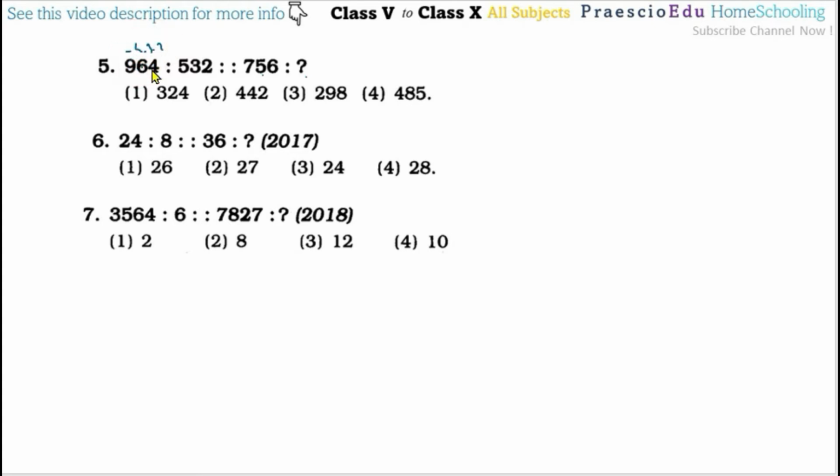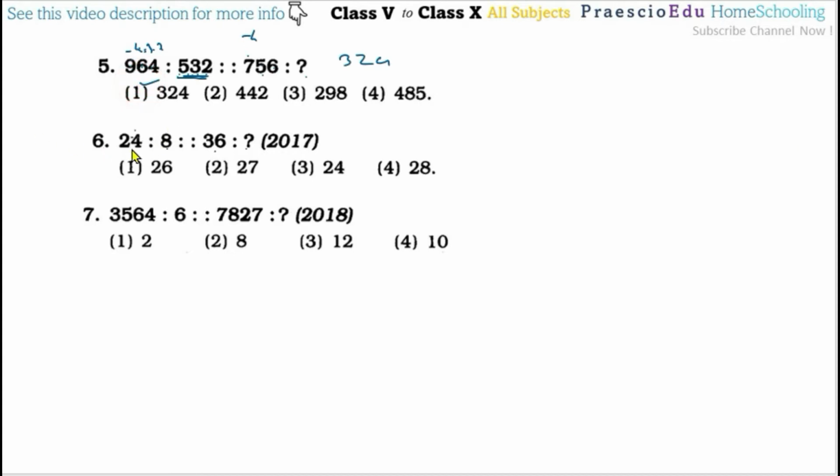Each digit separately we have to subtract. So 9 minus 4 is 5, 6 minus 3 is 3, 4 minus 2 is 2. So with those digits sequentially, the number 532 is formed. Likewise 7 minus 4 is 3, 5 minus 3 is 2, and then 6 minus 2 is 4. So 324 is the correct one.